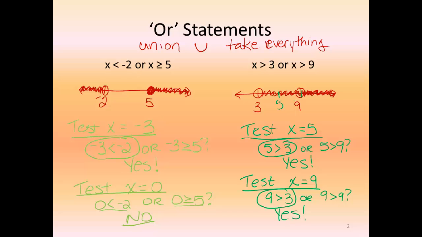So on an "or" statement, it's a union. You take everything that's in the graph, and any test number has to be true in only one of the inequalities to be considered a solution.